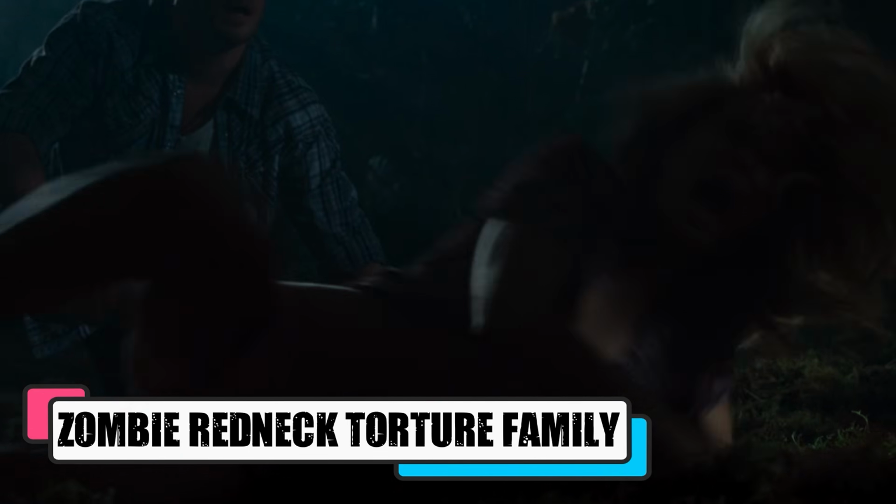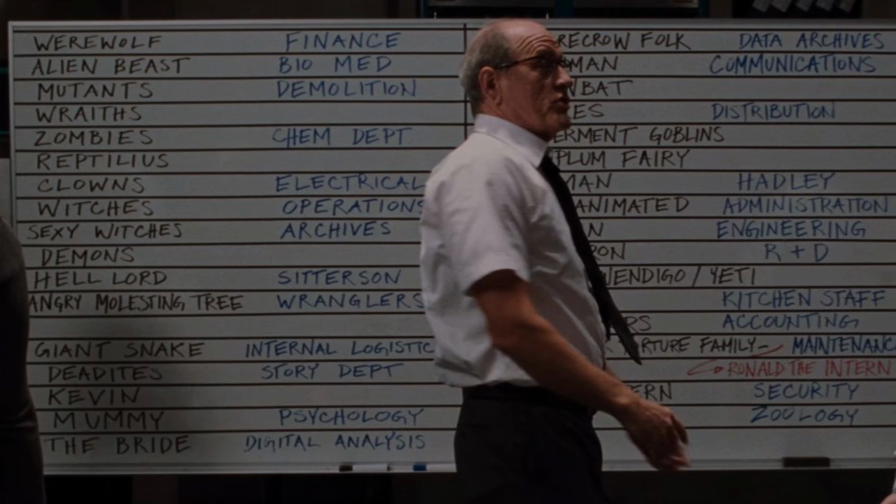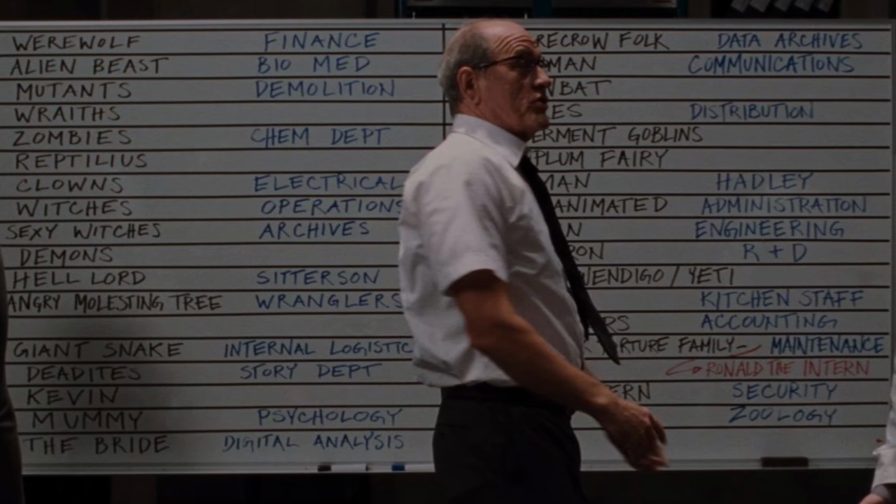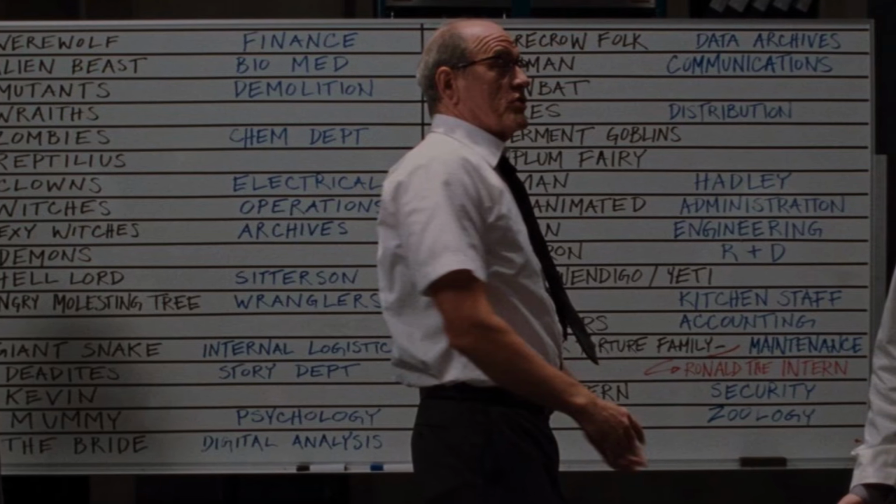Zombie Redneck Torture Family. The Buckner family wasn't the group of monsters that Sitterson or Hadley thought would be chosen. However, the maintenance department and Ronald the intern ended up winning the bet when Dana read Patience Buckner's diary in the cellar. The Buckners were a group of sadistic rednecks who really enjoyed killing and torturing people who stepped onto their land. They've killed off everyone they've ever faced off against, so they are a notorious unit amongst the facility monsters.